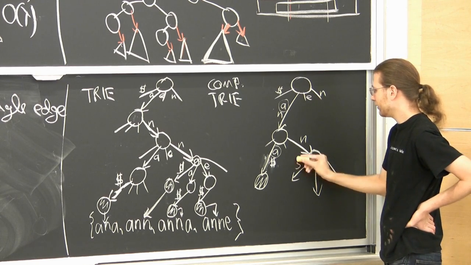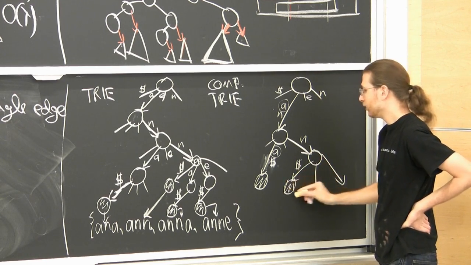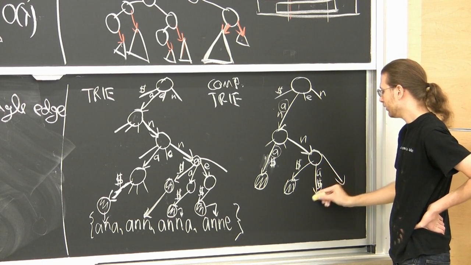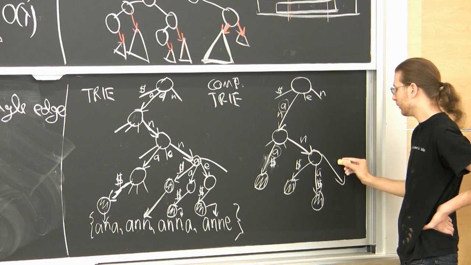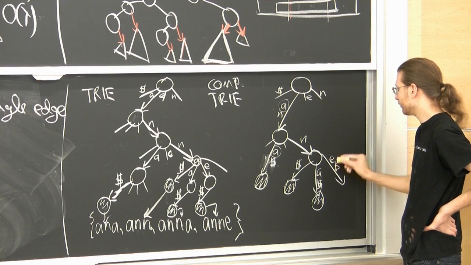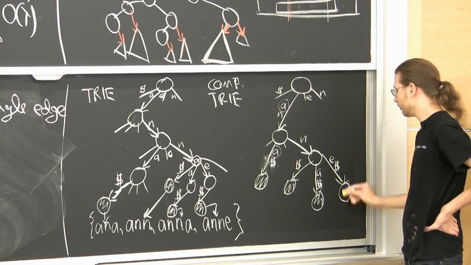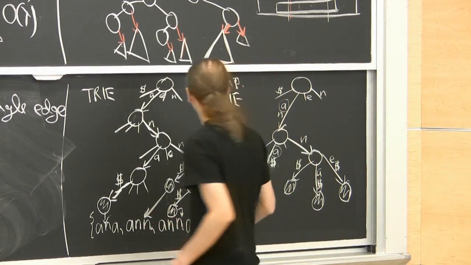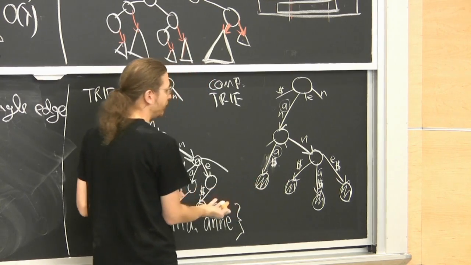If I go this way, it's a $ sign, and I reach a leaf. If I go this way, it's an A that must be followed by a $ sign, so that's a leaf. And if I go this way, it must be an E followed by a $ sign, which is a leaf. Okay, and again, these four leaves can point to these places. So that's the compressed trie, pretty obvious.